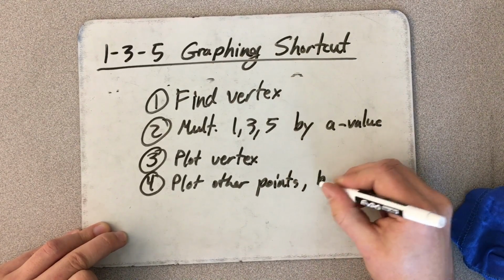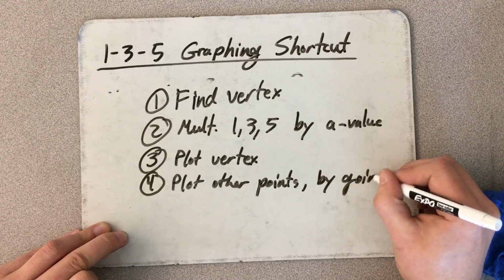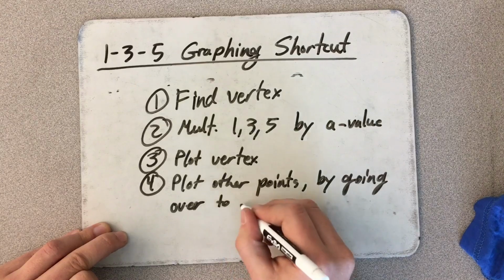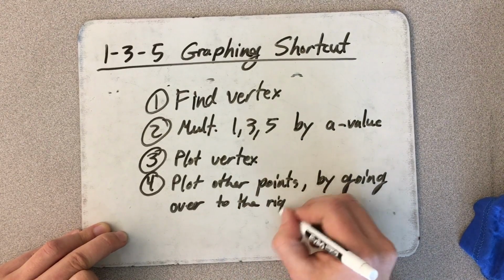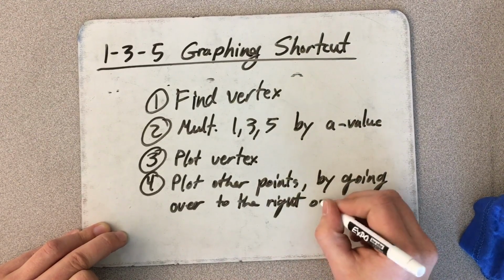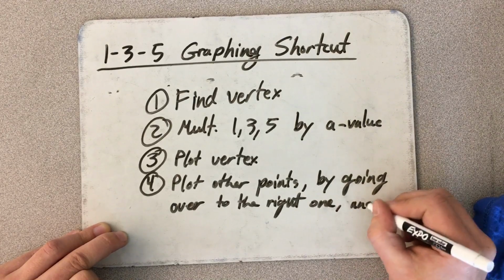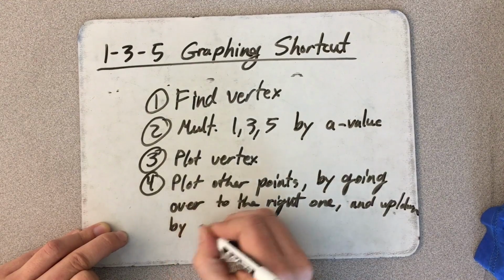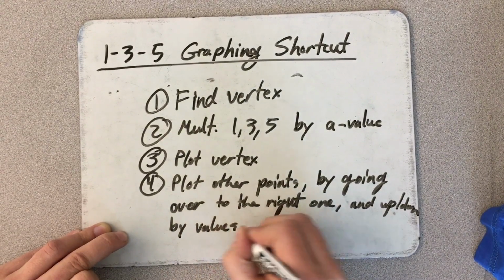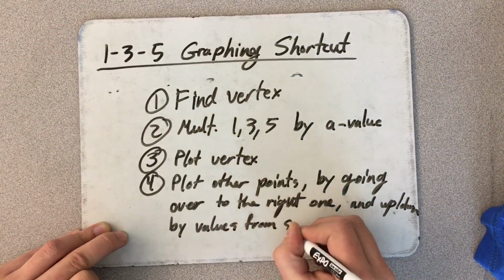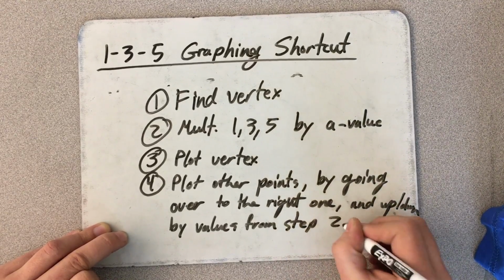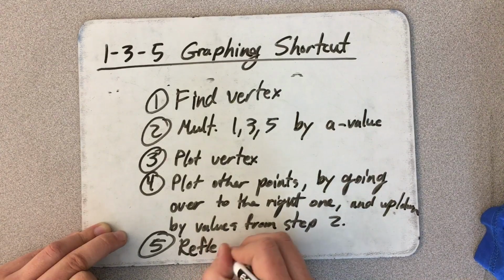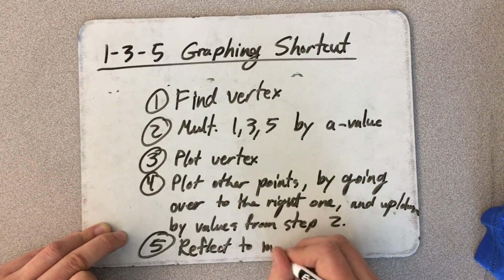by going over 1. When I say over, I generally mean to the right. So over to the right 1, and up or down by the values from Step 2. Step 5, reflect to make a parabola.